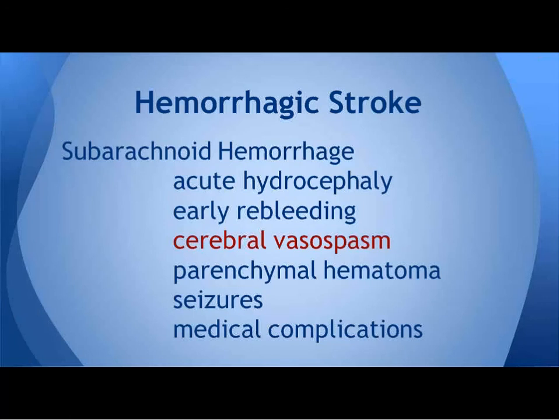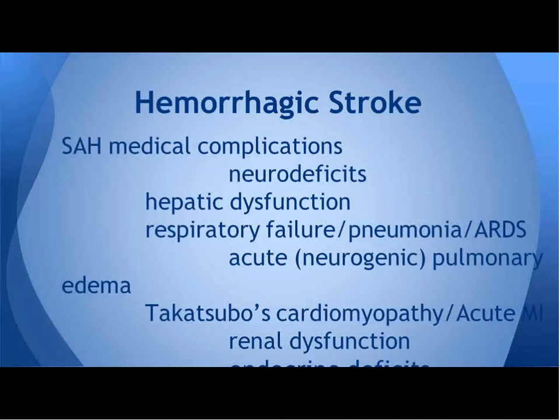The complications from the acute subarachnoid hemorrhage would be acute hydrocephalus with increasing intracranial pressure. In these patients, you would consider putting an external ventricular drain in, or early rebleeding. Cerebral vasospasm is the big fear that most of us have. Parenchymal hematomas, seizures, and then other medical complications. Medical complications: neurodeficits, hepatic dysfunction, respiratory failure, pneumonia, ARDS.